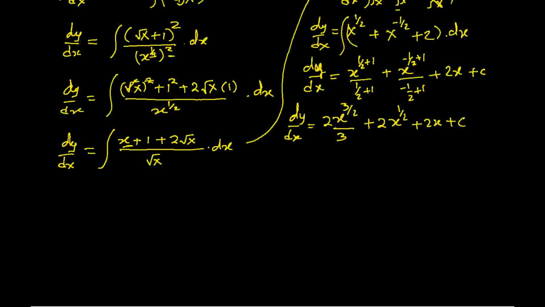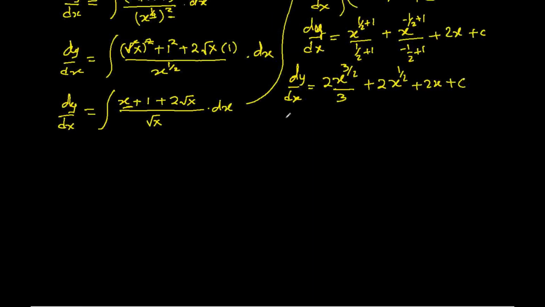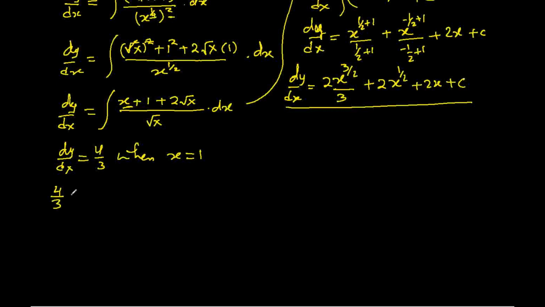Now, they said gradient is how much? 4 over 3, when x is 1. So I'll substitute here. dy over dx is 4 over 3 when x is 1. In this equation, we'll substitute these numbers. 4 over 3 equals 2 over 3, and I'm not doing anything because 1 to the power anything is 1. So no need to substitute here. I'm just leaving it like this. Similarly, in the other one, it will be plus 2. Next, it will be plus 2 plus c.